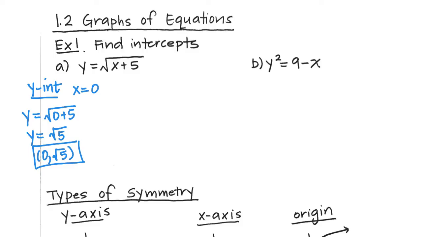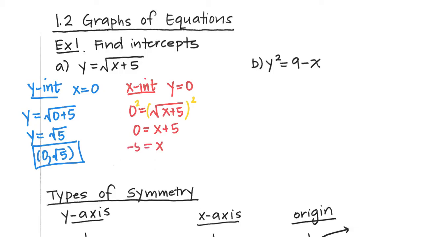And then I'm going to go ahead and calculate the x-intercept. The graph will intersect the x-axis when the y value is equal to 0. So anytime I want the x-intercept, I substitute 0 in for the y variable. Okay, then I'm going to go ahead and solve this. I'm going to square both sides to cancel out the square root. So I found x equals -5 when y is equal to 0. So the x-intercept is (-5, 0).